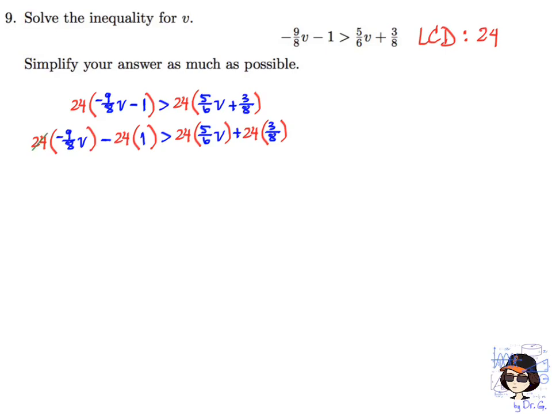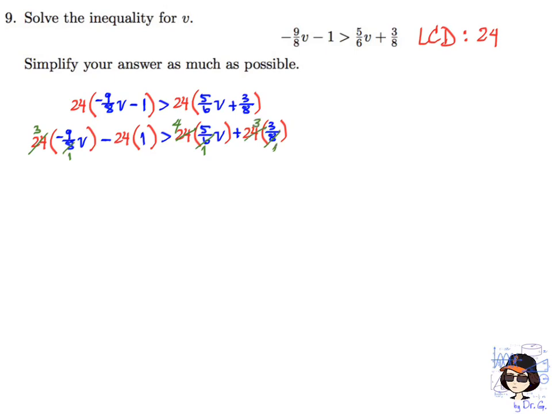So the first fraction, 8's cancel. I'm left with a 3 and a 1. On the right side, that first fraction, cancel the 6's. I'm left with a 4 and a 1. In the second fraction, the second product, cancel the 8's. Left with a 3 and a 1.